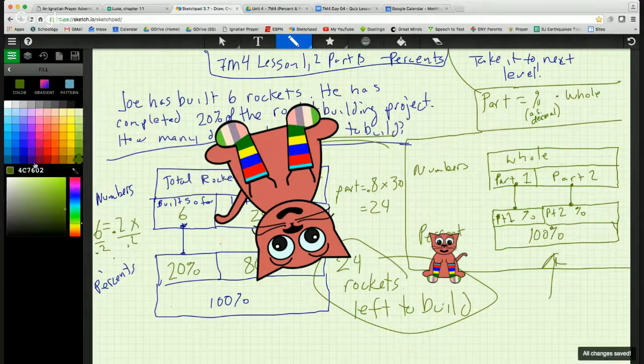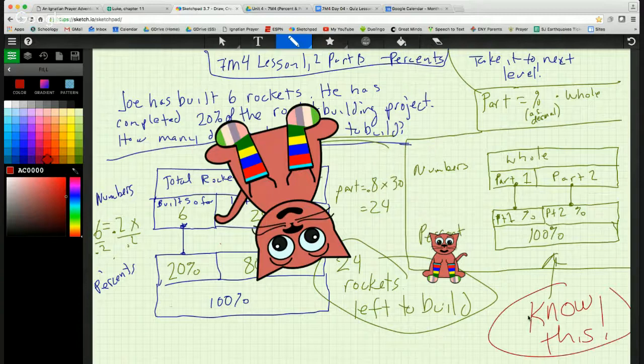Here, let's just switch the color. Know this. All righty. What do we got here? We got me back again. We got lesson 2, 1, 2, part B done.